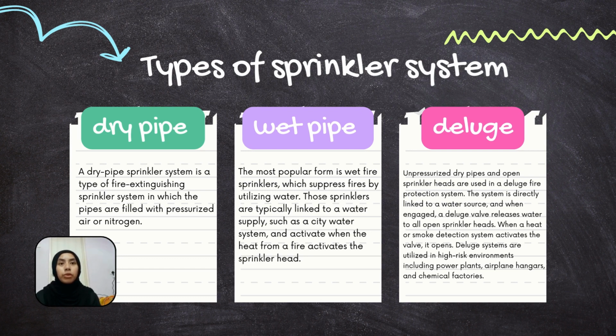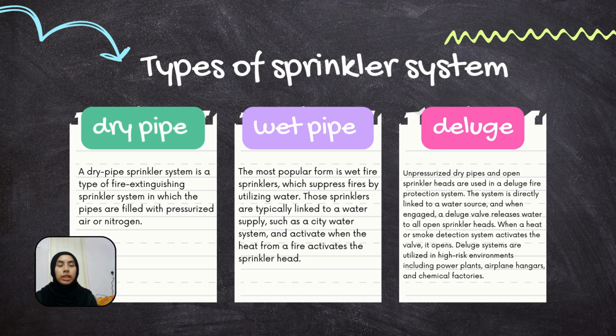Okay, then the wet pipe system. The most popular form is wet fire sprinklers, which suppress fires by utilizing water. Those sprinklers are typically linked to a water supply such as a city water system and activate when the heat from a fire activates the sprinkler head.